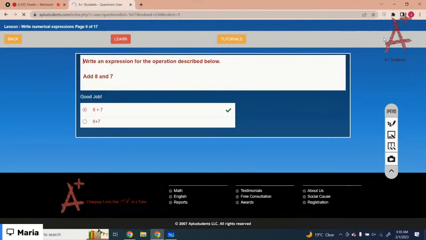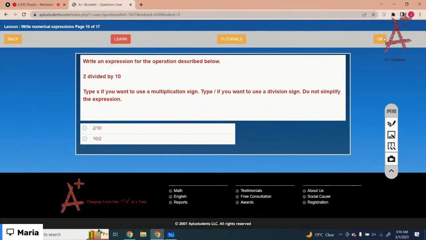Very good. Okay, 2 divided by 10. So which is the correct option? Option 1 or option 2? 2 divided by 10, that is option number 1. Got it? You have to divide 2 by 10. So it would be 2 over 10. Got it? Option number 1 is the correct option.